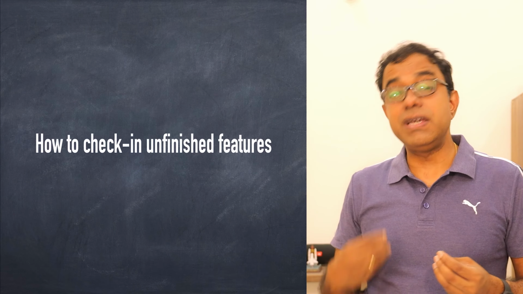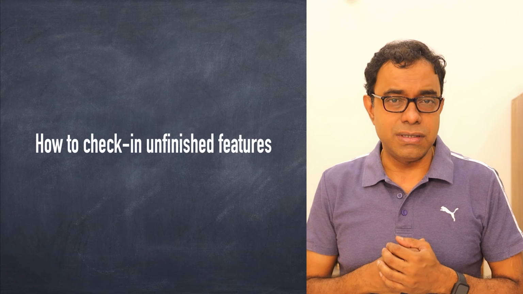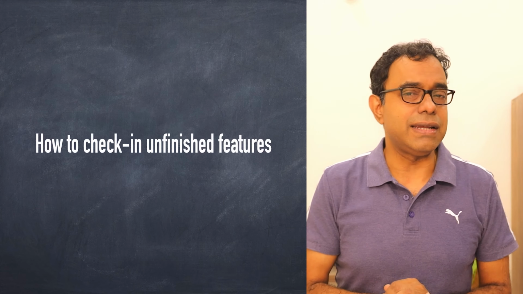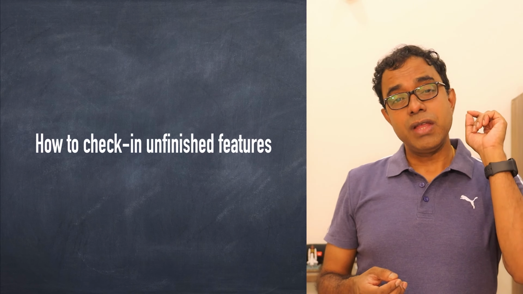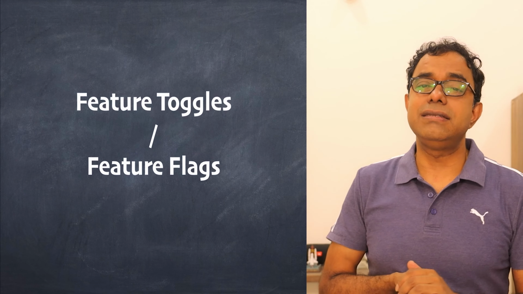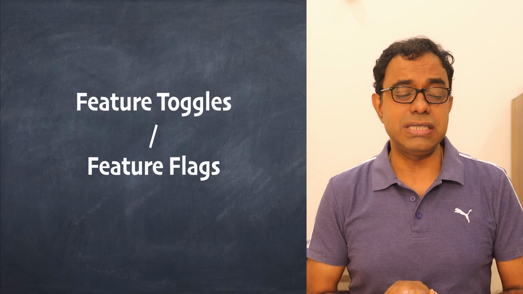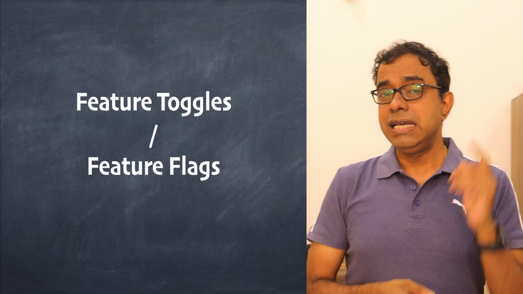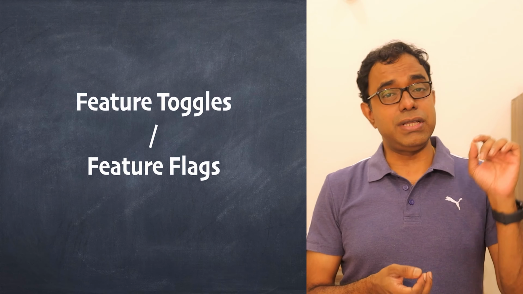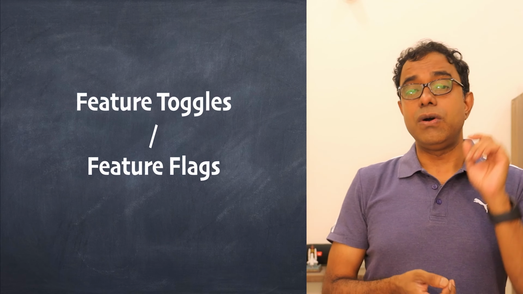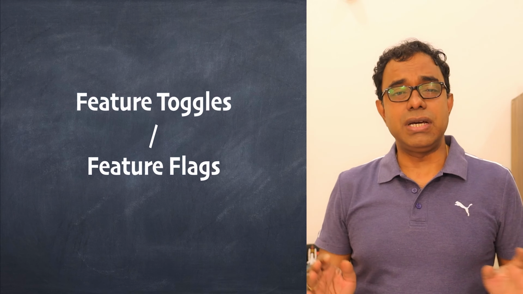So that means we are going to check in unfinished code, right? Absolutely right. But how will that happen, how will it impact the code? To handle this, there is a term called feature toggles or feature flags. These two words are being used interchangeably. So whether you are saying feature toggles or feature flag, both are correct.